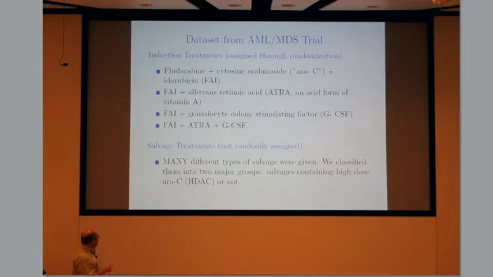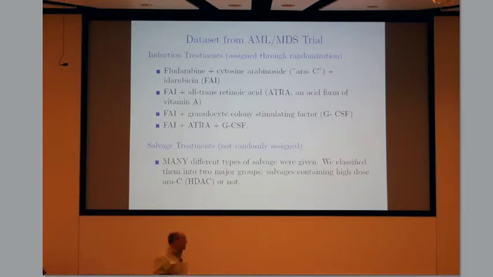Now, this is for the frontline treatment, so there were 4. For the salvage therapies, once we went through the data set, there were many different salvages. And therefore, in order to make progress, we dichotomized them into salvage therapies that either contained high-dose Ara-C or did not.